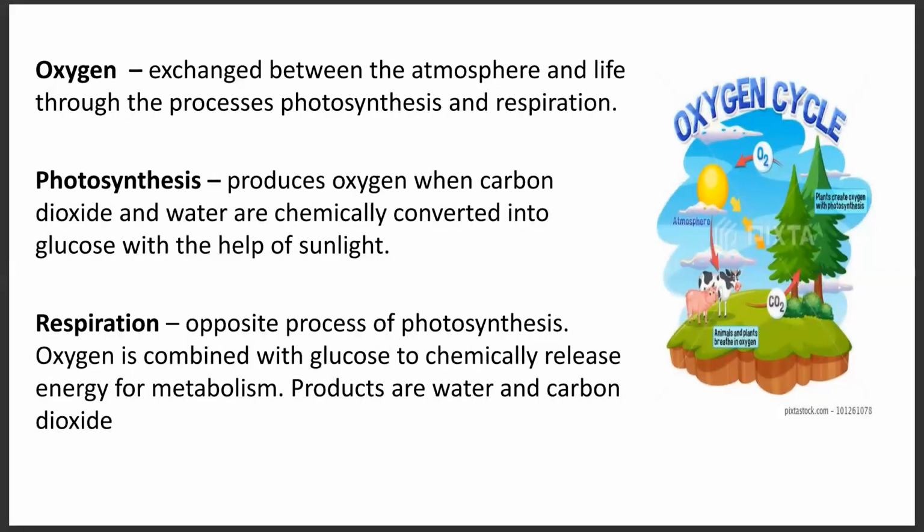Next gas would be oxygen, exchanged between the atmosphere and life through the processes of photosynthesis and respiration. Photosynthesis produces oxygen as a byproduct when carbon dioxide and water are chemically converted into glucose with the help of sunlight. And on the other way around, its opposite process, respiration, is a process of combining oxygen with glucose to chemically release energy for metabolism, and the byproducts are water and carbon dioxide.